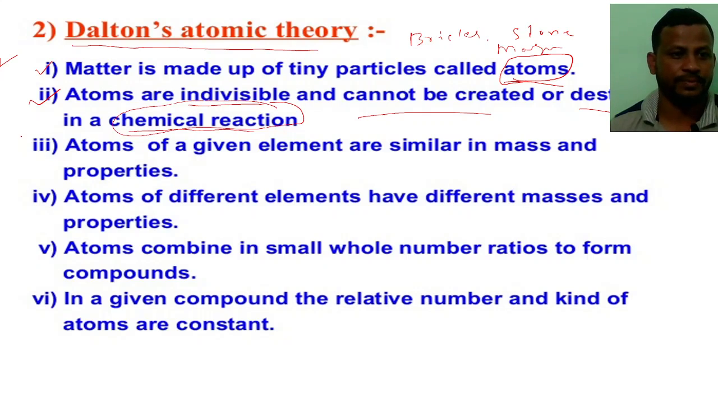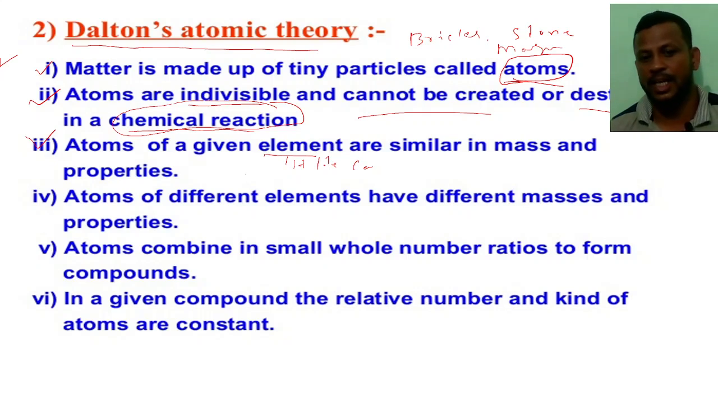Third point, atoms of a given element are similar in mass and properties. Always the atoms of an element. It means the atoms of hydrogen, atoms of helium, atoms of carbon, atoms of lithium, right? They are always similar in mass and properties. They do not differ in their properties and masses.